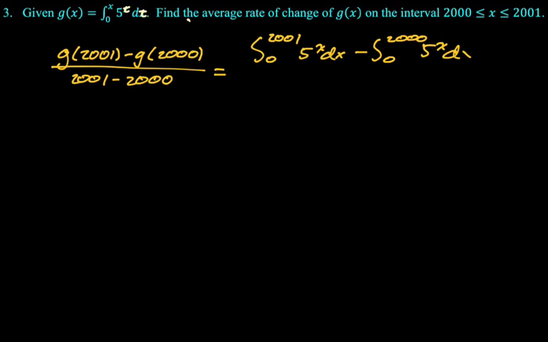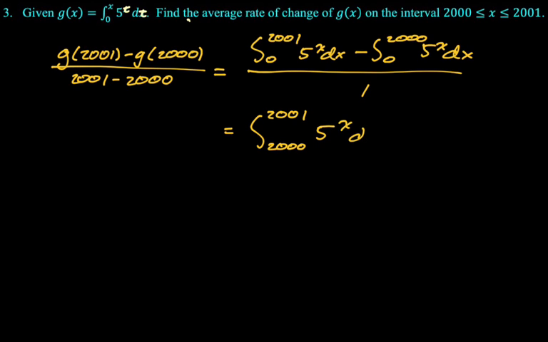We get this. So the problem is, these numbers are insane, right? But one of the properties of definite integrals is the integral from 0 to 2001 minus the integral from 0 to 2000 is just going to leave us with the integral from 2000 to 2001. So I'm going to simplify it like that. And maybe in some universe it's a multiple choice question and this is the answer. Who knows? We can find the antiderivative of 5 to the x.